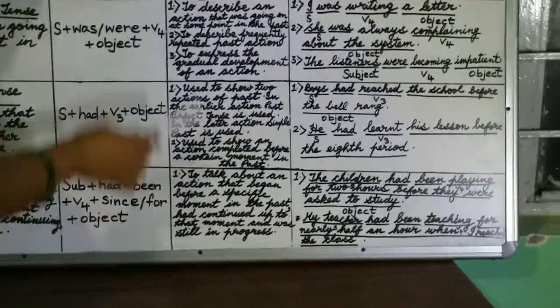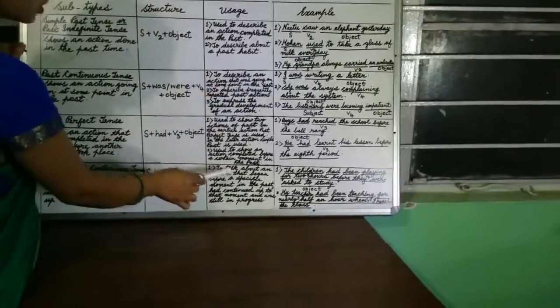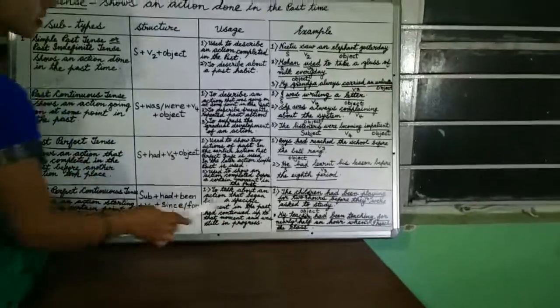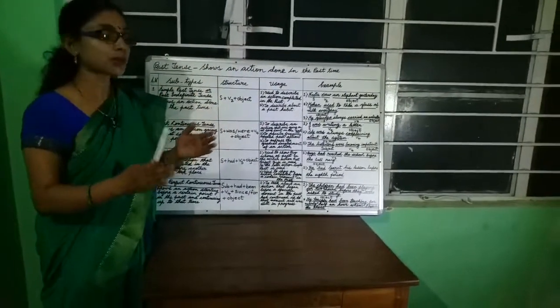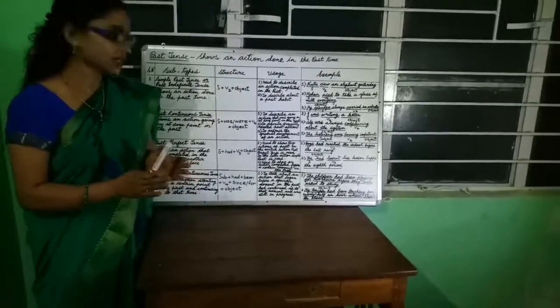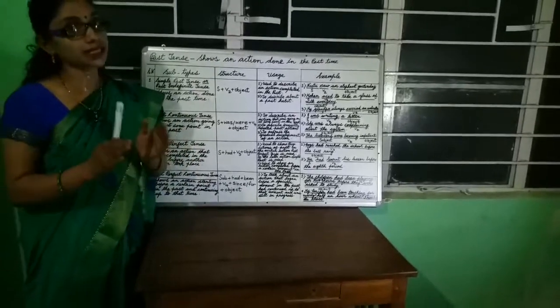Now coming to the usage of past perfect continuous tense: to talk about an action that began before a specific moment in the past, had continued up to that moment and was still in progress. That means the work started at some point in the past, it was continuing, and it is still under progress. It has not been completed yet.